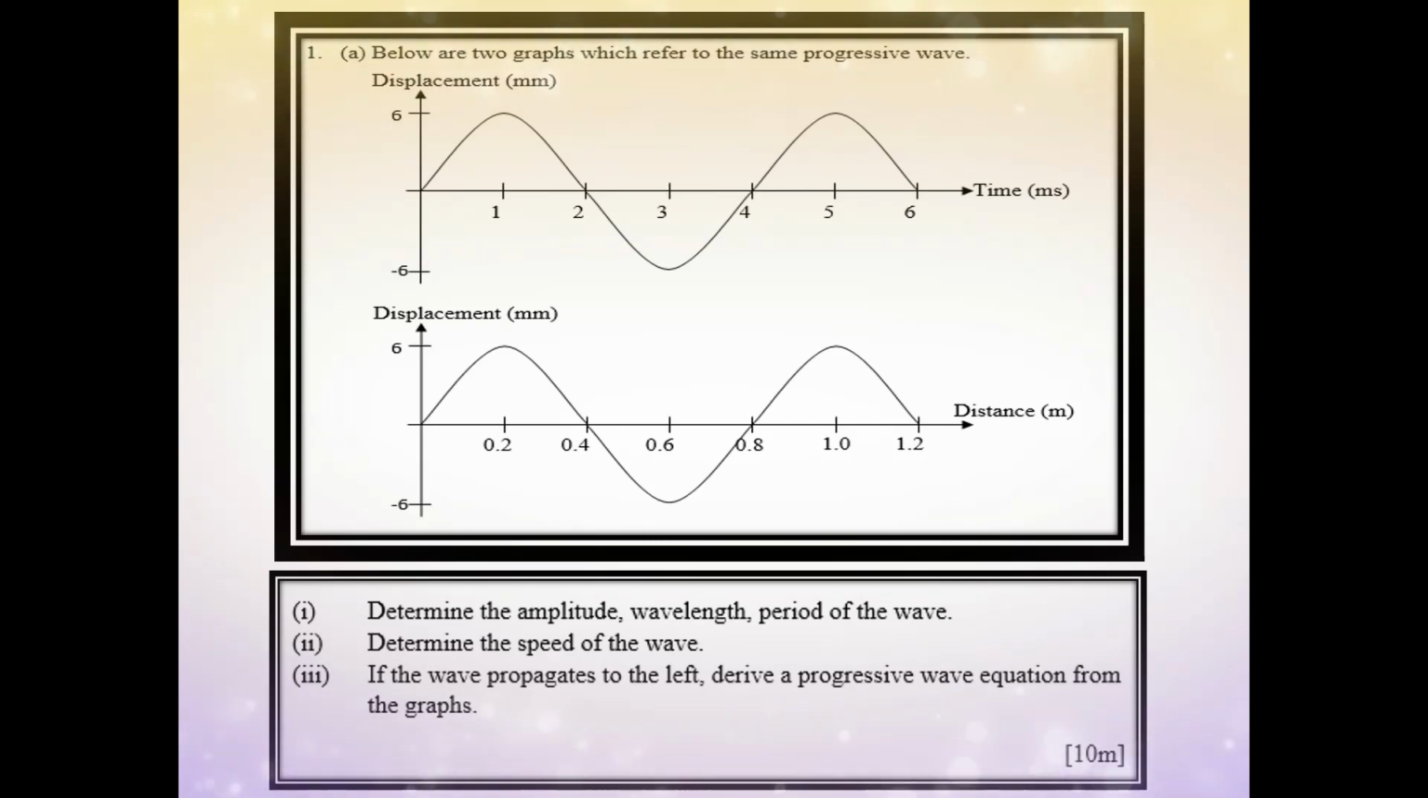Okay, now question number 1, determine the amplitude, wavelength, period of the wave. Number 2, determine the speed of the wave. Number 3, if the wave propagates to the left, derive a progressive wave equation from the graph.